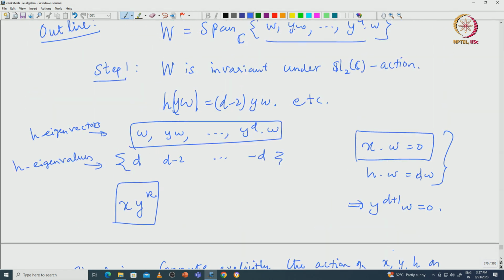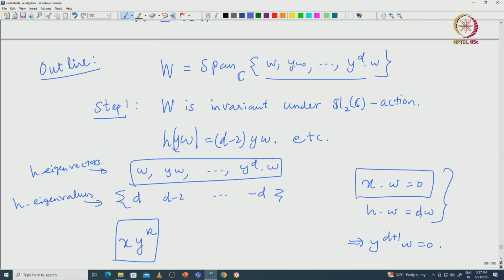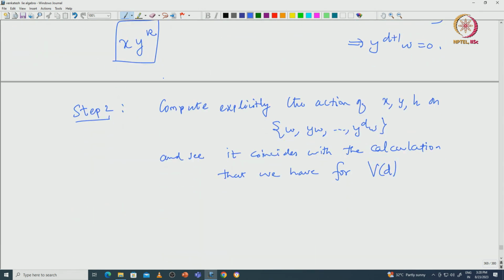So that makes this irreducible. The same proof that we did for V of d works here as well, because if W is not irreducible, then it should have a proper non-zero submodule. If you start with any proper non-zero submodule, call it W dash, then this will have an h eigenvector.